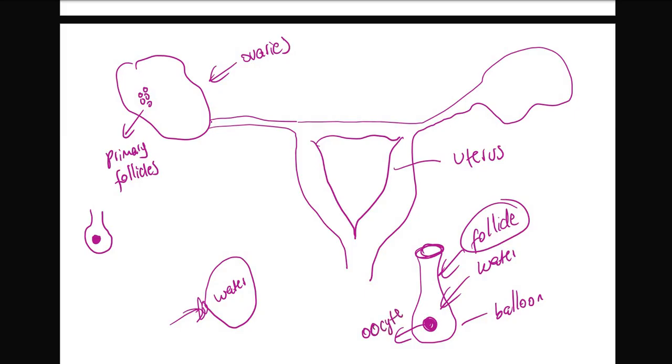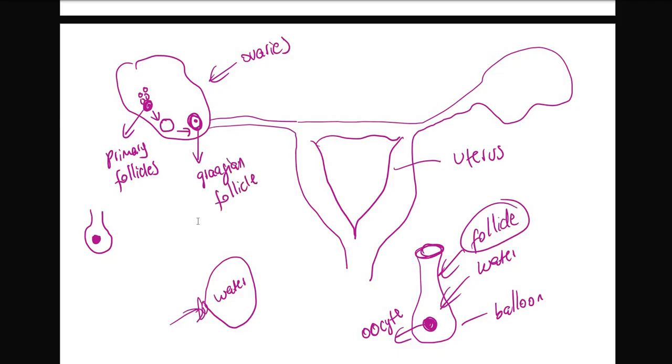What is an oocyte? It is an underdeveloped egg, an egg that has not developed, an egg that is not mature, an egg that cannot be fertilized. So that's what you're going to have in a primary follicle. Now that primary follicle is going to keep growing until it is fully developed, and then becomes a Graafian follicle.